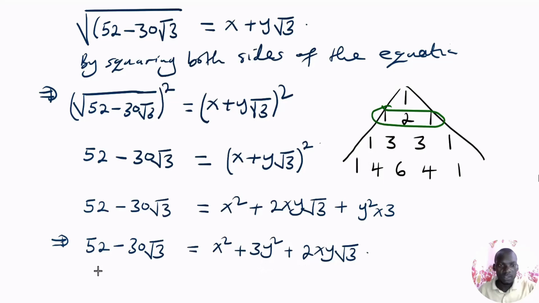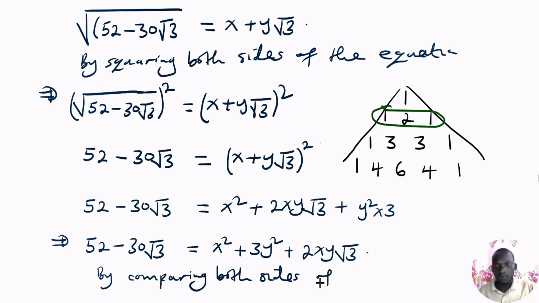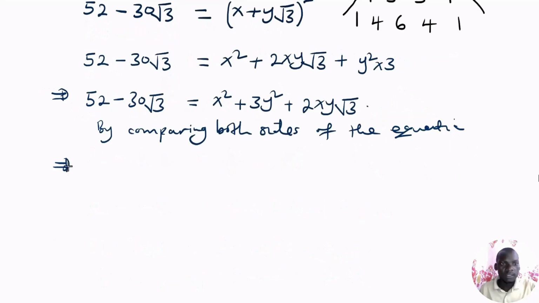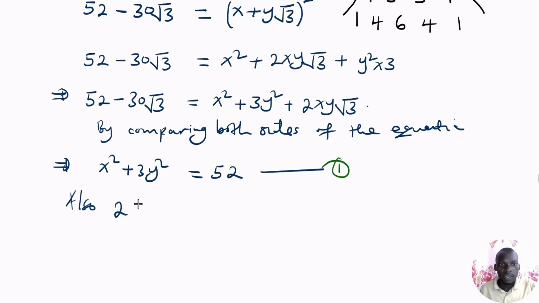By comparing both sides of the equation, it implies that x squared plus 3y squared equals a purely rational number, which is 52. We can name this equation 1. Also, 2xy multiplied by square root of 3 equals this component, which contains the irrational number, so it equals negative 30 root 3.